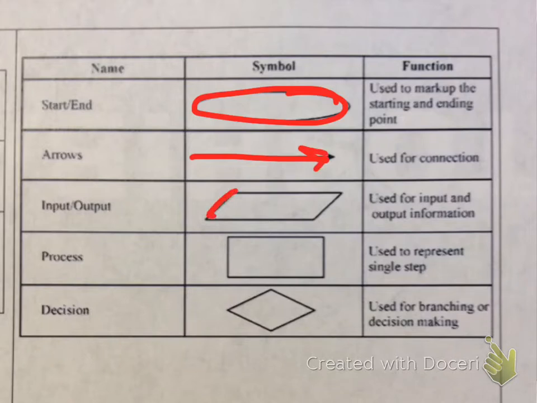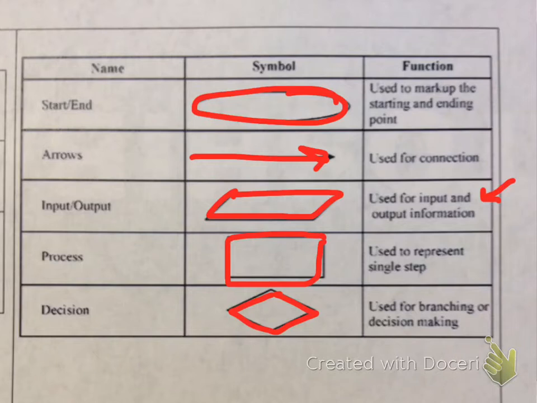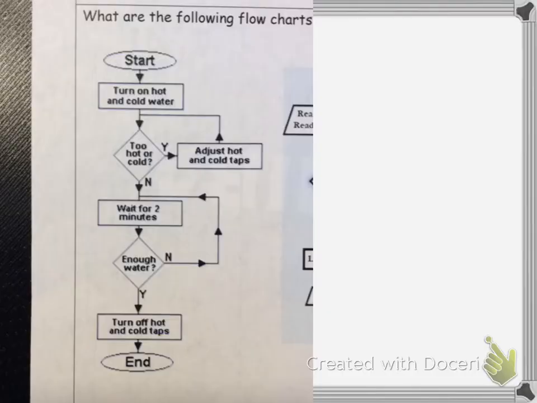A parallelogram is used for input and output. A rectangle is used for processes. It's representing a single step. And then this diamond or rhombus is used for branching or making decisions. So when we look at the flowcharts in just a minute, just keep those shapes in mind.